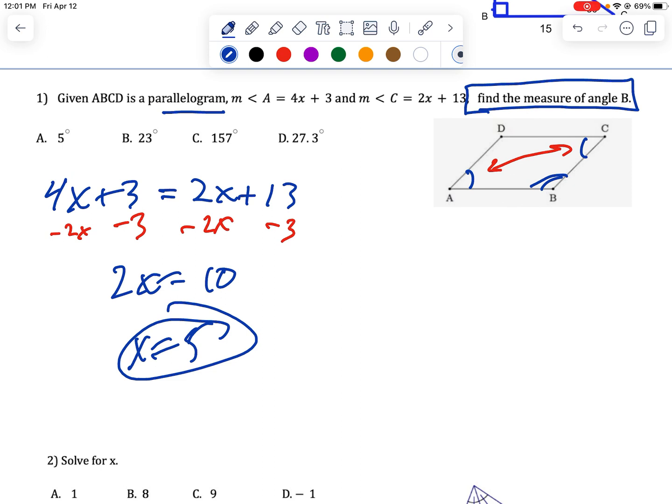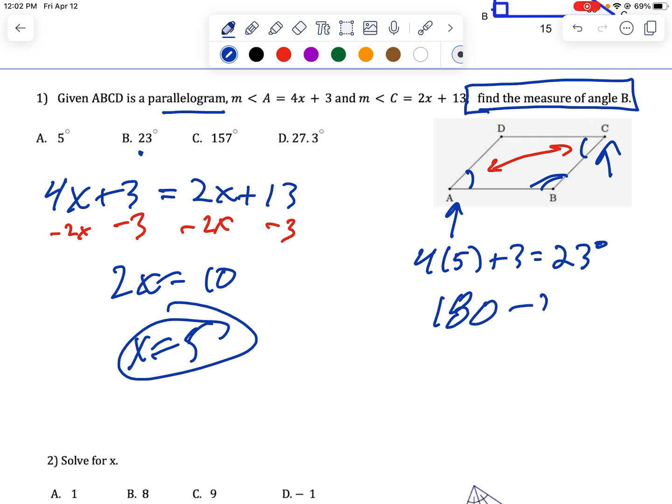In order to find the measure of angle B, I need to plug x back into A or into C. I'll plug it back into A since it's right there. 4 times 5 plus 3 gives me 23 degrees. Oh, look, there's 23, but I'm not done. I need to find angle B, not angle A. So I have to do 180 minus 23 to get 157. All right. Some multiple choice answers are there to trap you. Don't fall for the trap.